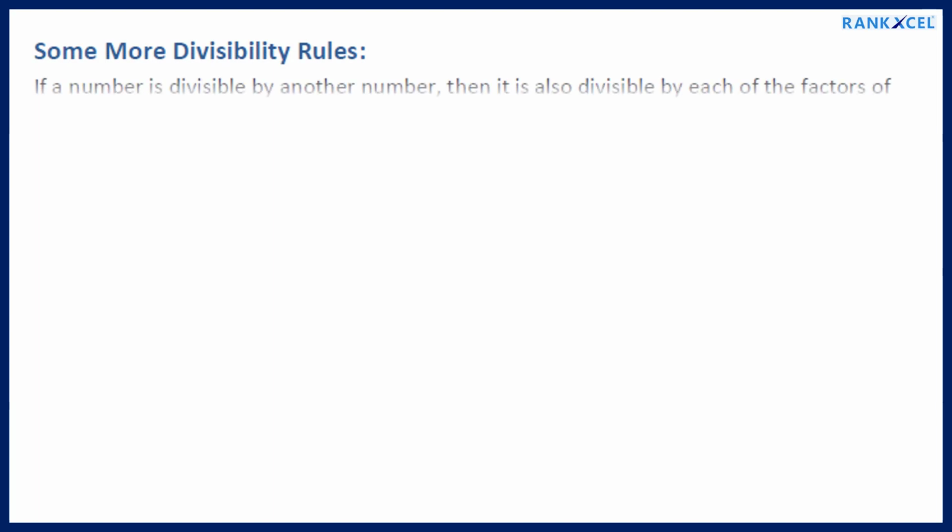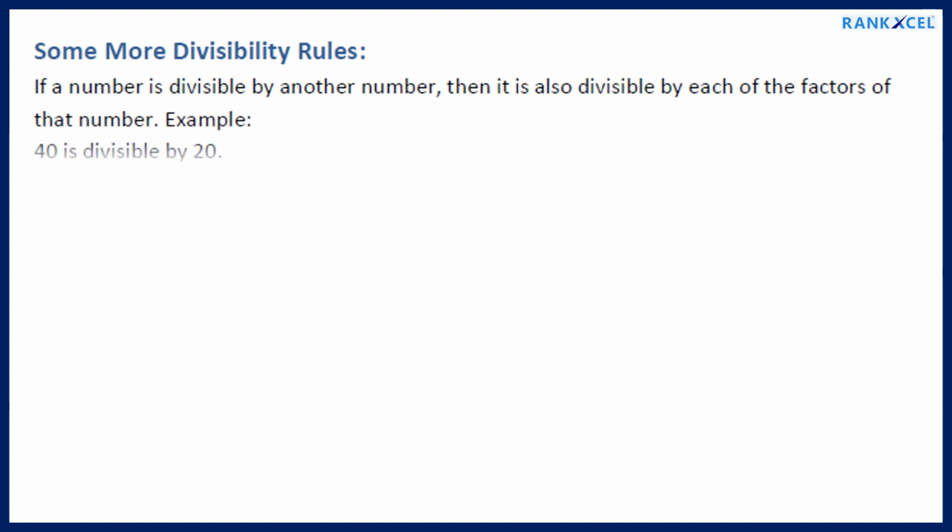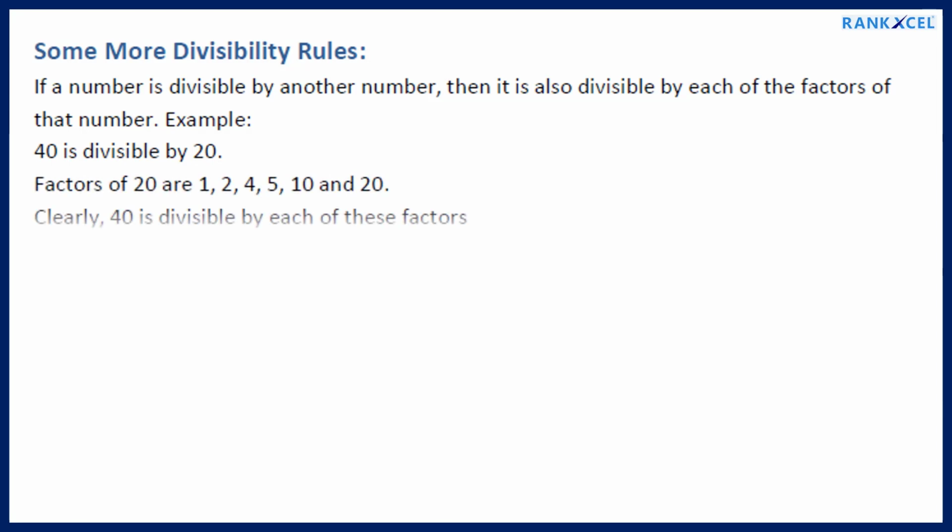Some more divisibility rules. If a number is divisible by another number, then it is also divisible by each of the factors of that number. Example. 40 is divisible by 20. Factors of 20 are 1, 2, 4, 5, 10 and 20. Clearly, 40 is divisible by each of these factors.